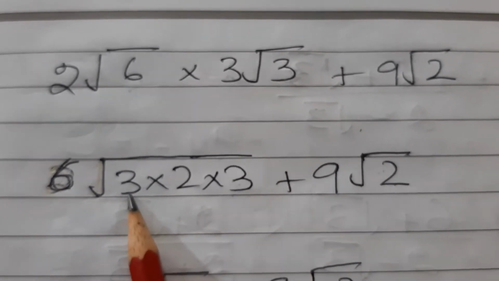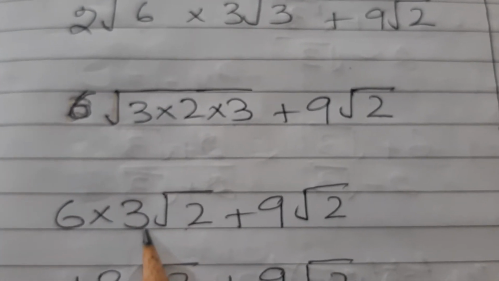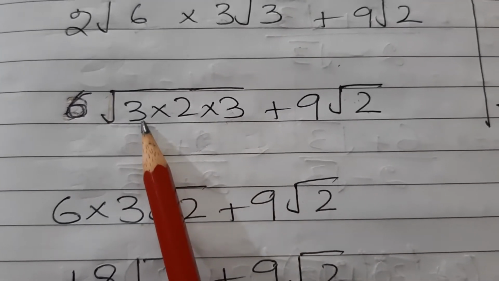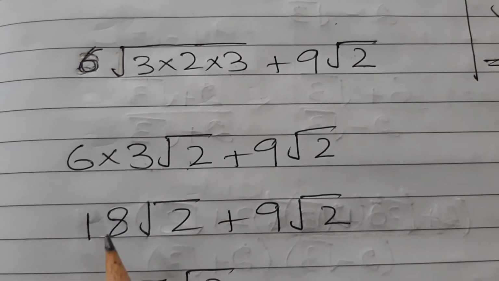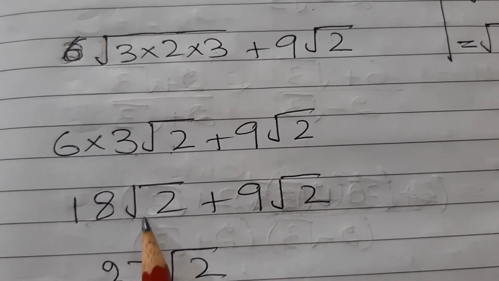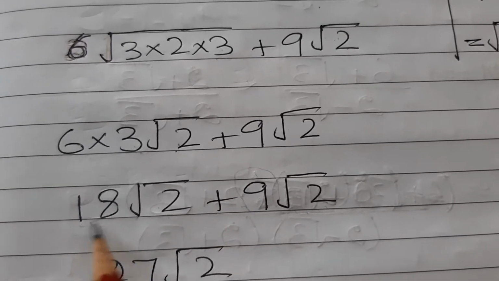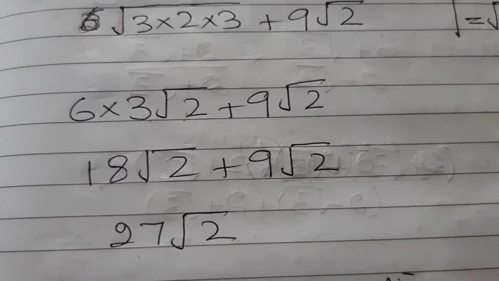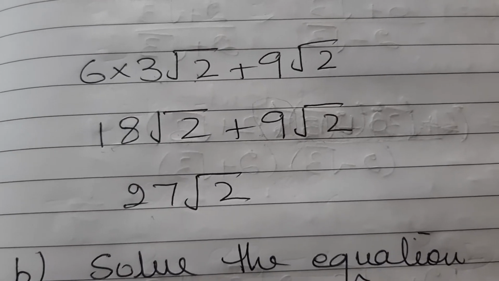Now 3 times 3 is 9, and root 9 is 3. So I'm writing it outside. So what is left from here? Root 2 only. Because 3 3s are 9 and root 9 is 3, which is here root 2. So now it is 6 3s are 18 root 2 plus 9 root 2. So now because roots are same, it is root 2 root 2, so the numbers multiplying with this can be added up. So 18 plus 9 is 27 root 2. The question was saying show that it is in the form a root 2. So my a is 27.